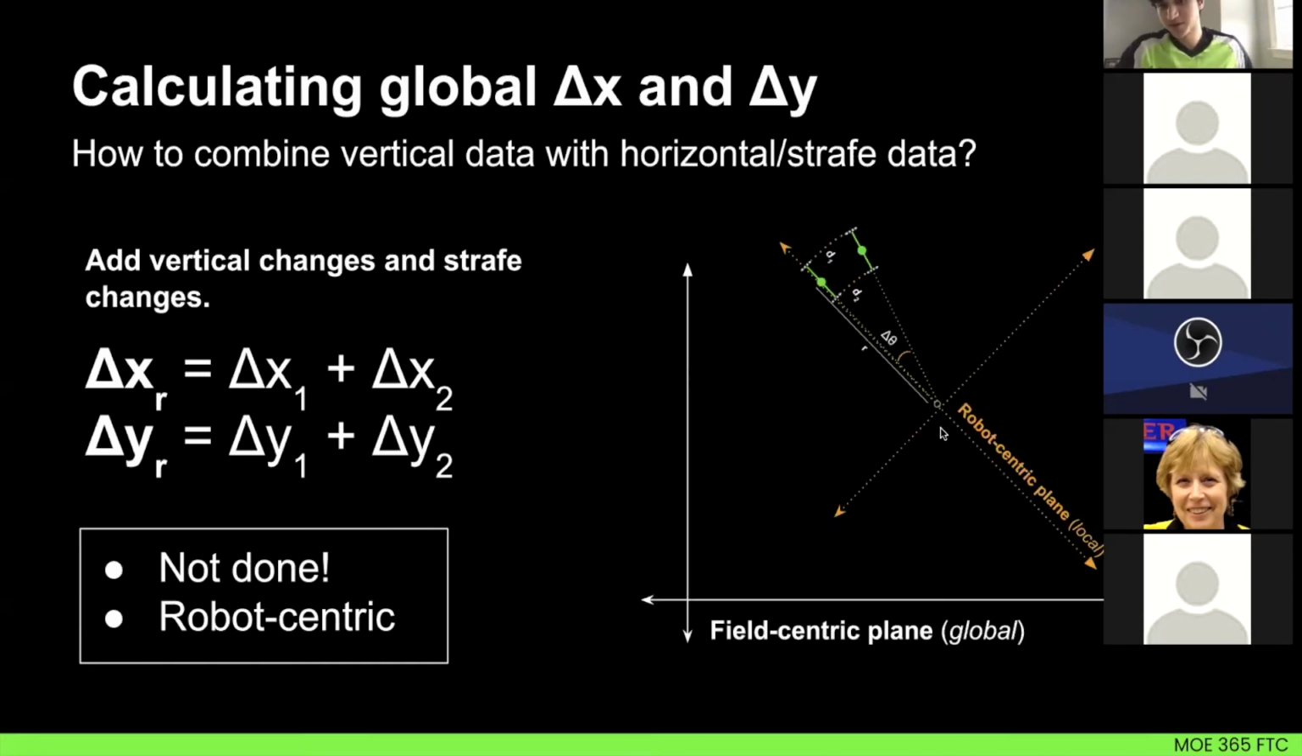And to visualize this better, we're on this local or robot-centric plane represented by the orange. We want to convert all the changes in X and Y on this plane to a field-centric plane, to a global plane that's relative to the whole field. So this in effect helps us account for any changes in orientation the robot's at, whether it's facing backwards, forwards, or any other way.